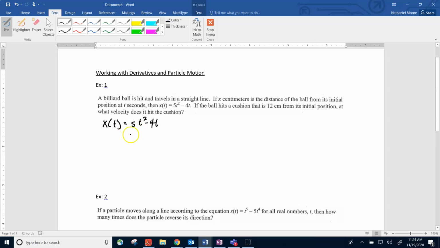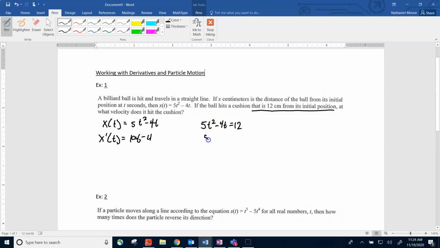Now, to get our velocity, we have to take the derivative of this. So x prime of t is going to be equal to 10t minus 4. Now we're going to try to find the cushion that is 12 cm from its initial position. To do that, we set our original equation equal to 12, because that was the distance from the initial position. Then we're going to solve for t.